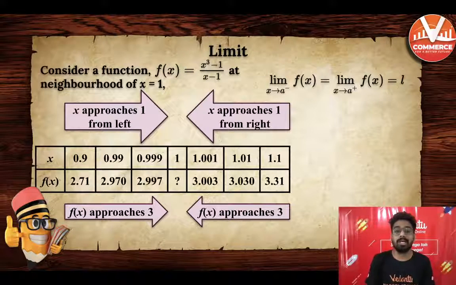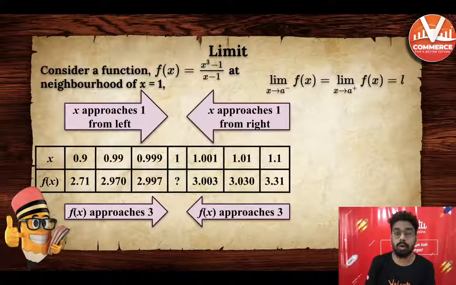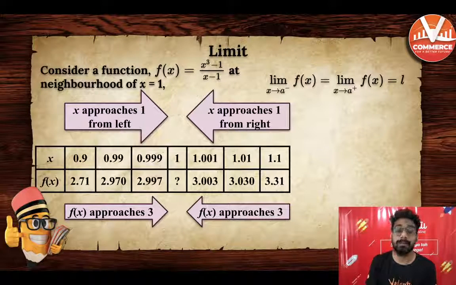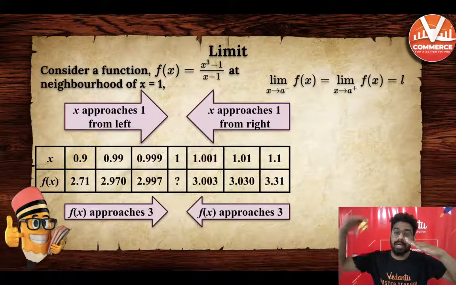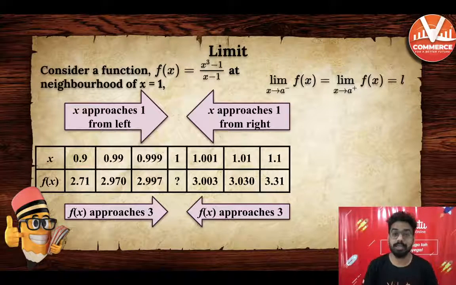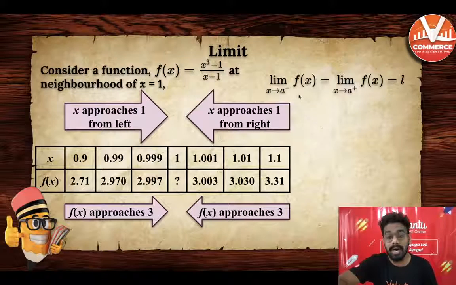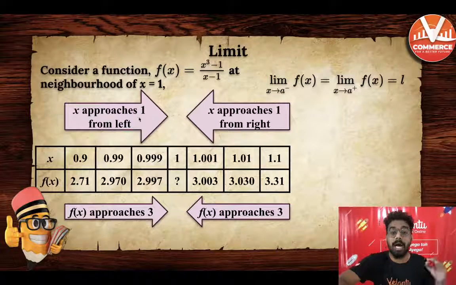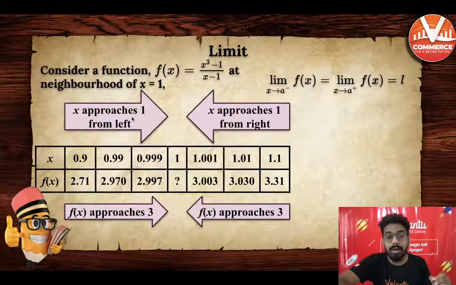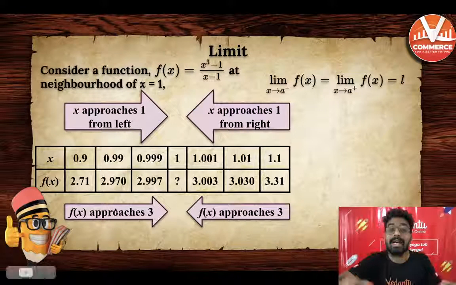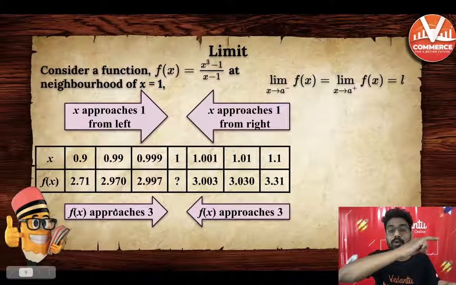You will say it's indeterminate. At x equals 1, the function is not defined. But I can say it is approaching 3. Yes or no? And how do we represent this? When we approach x from the left hand side, whatever value of the function we get, we will say left hand limit, the left hand approximate value of the function.